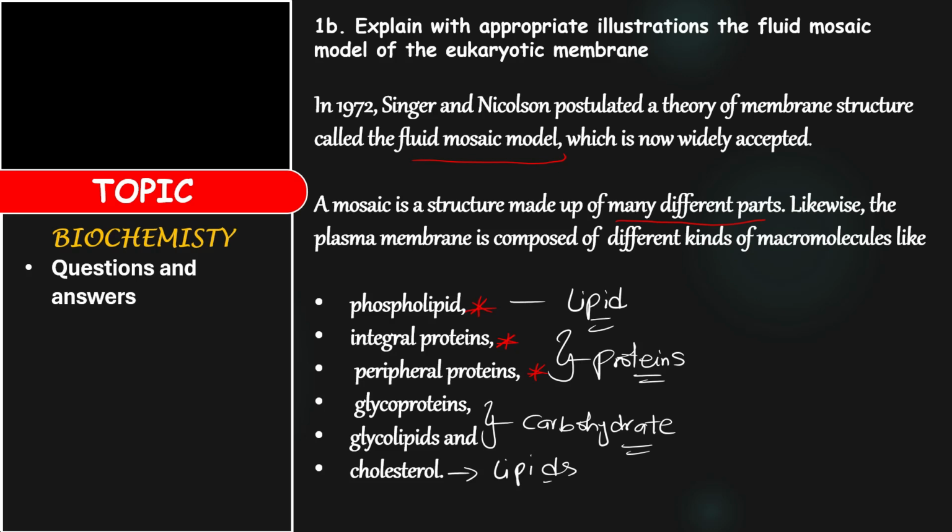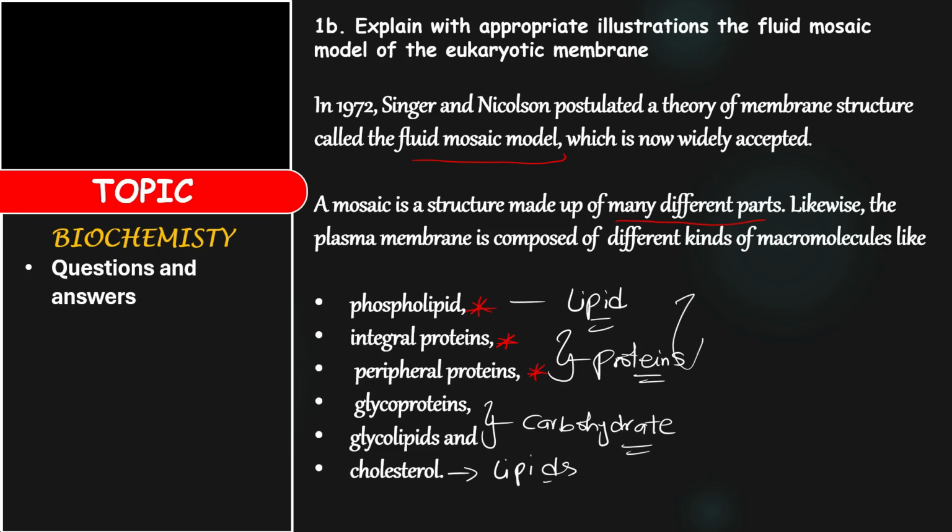Shall we say that again? A mosaic is a structure made up of many different parts. Likewise, the plasma membrane is composed of different kinds of molecules, like the phospholipids, the proteins, and carbohydrates. Under the lipids, we have the phospholipids and cholesterol, and then the glycolipids. Then the carbohydrate component is usually carbohydrate either bonded with a protein or conjugated with a lipid. So you state all that.